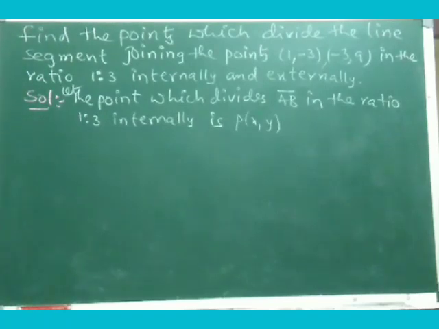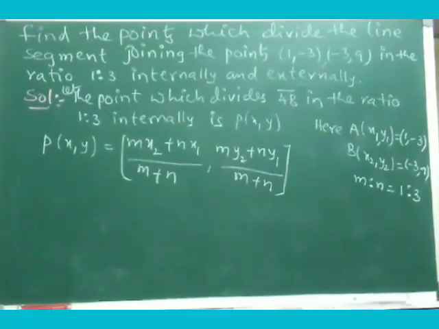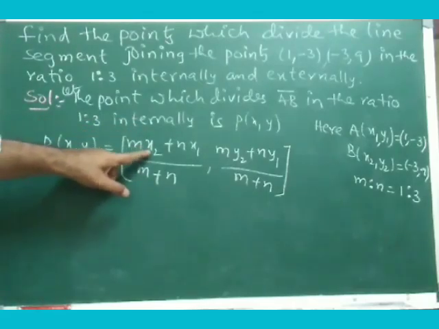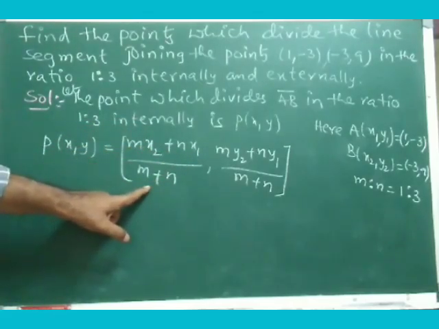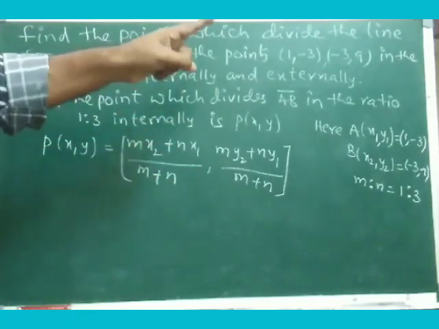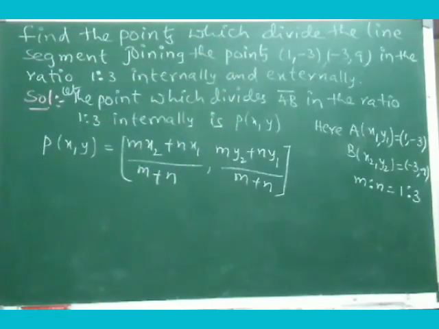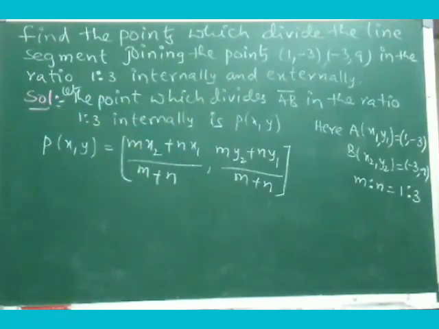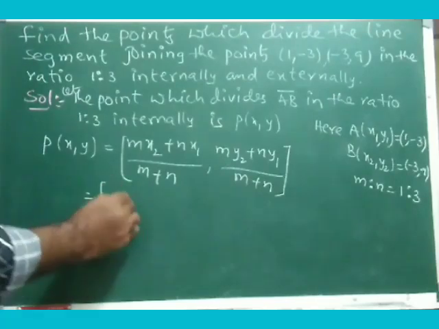Now what is the formula for P? Because it is internal, P(x, y) equals ((mx2 + nx1)/(m + n), (my2 + ny1)/(m + n)). Here the given points you can consider as A, which is (x1, y1), and B, which is (x2, y2), and the ratio 1:3 you can equate as m:n.